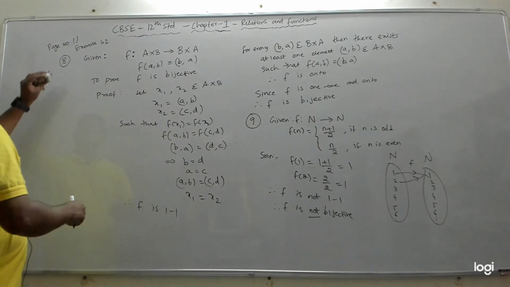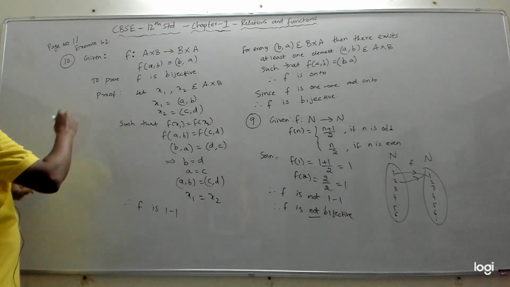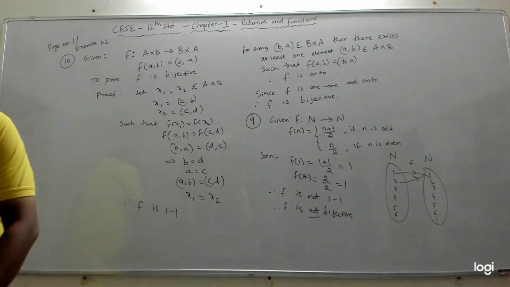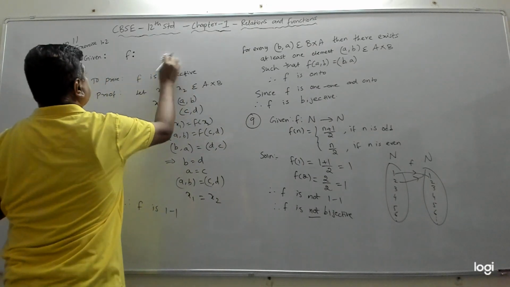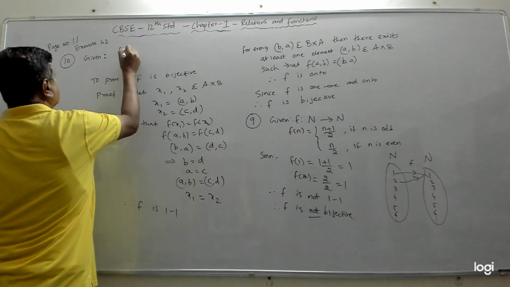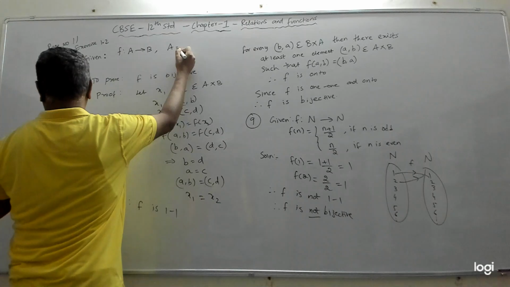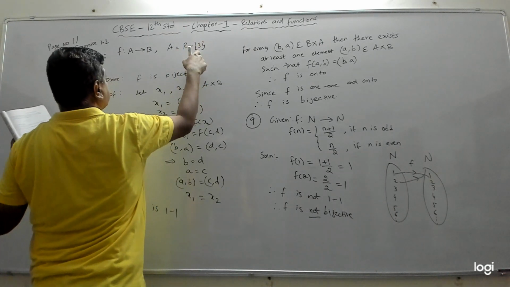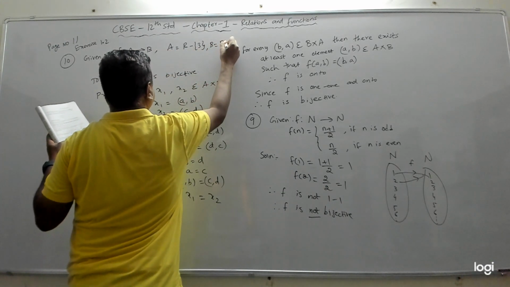Now let's do the 10th one. If you can take the notes. So 10th question is, given f is a function from A to B, where f is a function from set A to set B, where A set is equal to R minus 3, all the real numbers except 3, and B set is equal to R minus 1.